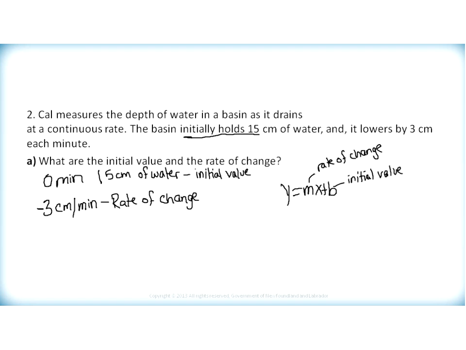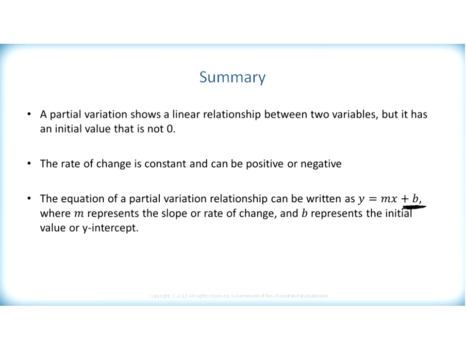So based on that, we can actually give an equation for this particular example, even though we weren't asked specifically to give the equation. But I know that y is equal to the rate of change, which in this case is -3, times x plus the initial value. This would be an equation representing the relationship between the depth of the water and the time that we see here. So it is possible to write an equation to represent a partial variation linear relationship.